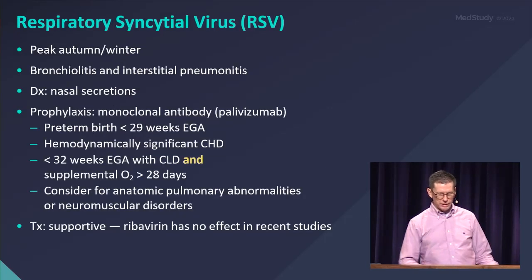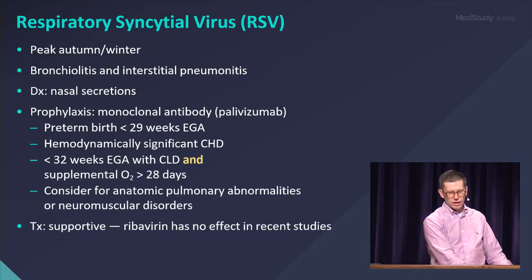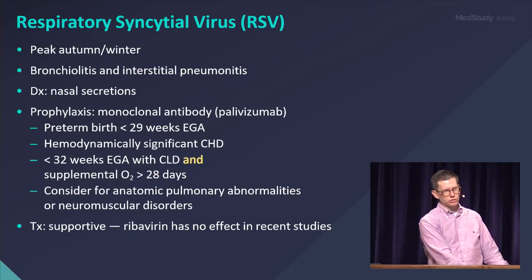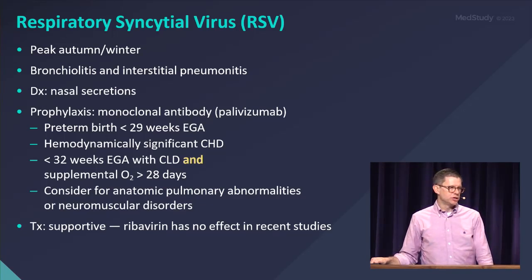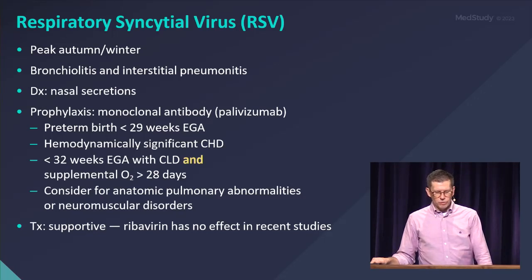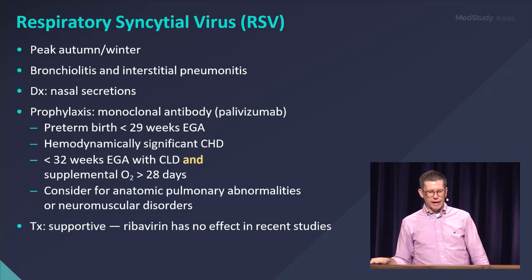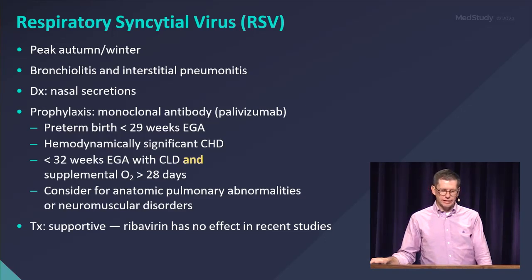RSV typically peaks in the autumn and winter. We can diagnose it using nasal secretion wash, which is historically what we use, but we can also now do point of care testing for antigens, but also PCR testing with the respiratory panel. We don't really have any treatment for it, but we do have some preventative measures. Namely palivizumab, the monoclonal antibody given to kids who are high risk for RSV in the first and second years of their life. So that may be on your test.